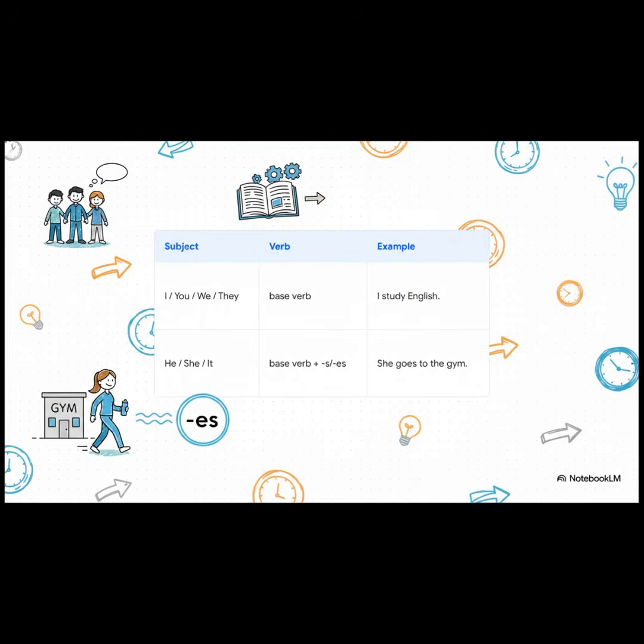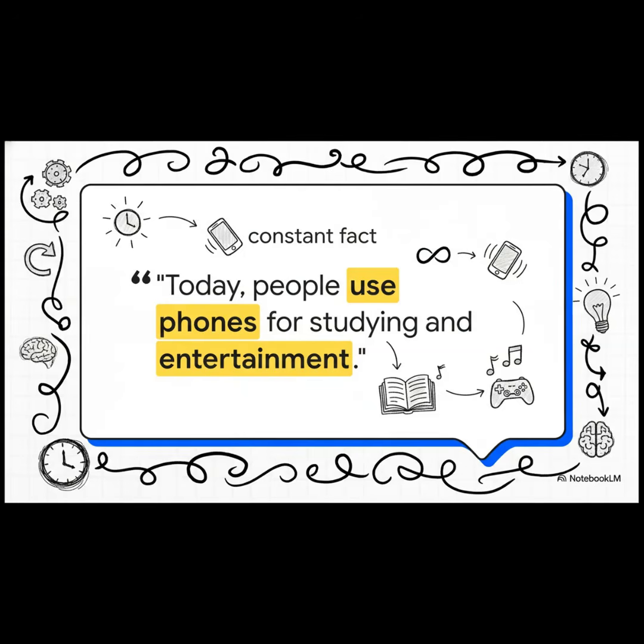And the structure is pretty easy to get the hang of. We just use the basic verb, but, and this is the key, we've got to remember to add that little s or es on the end for he, she, or it. So I study, but she goes. Simple, right? And you see this tense everywhere. This sentence right here, a perfect example. Saying people use tells us this isn't just a temporary thing. It's a general truth about the world we live in. It's a fact of modern life.